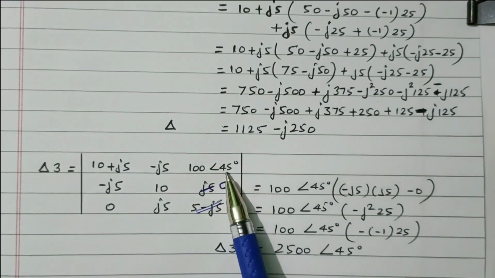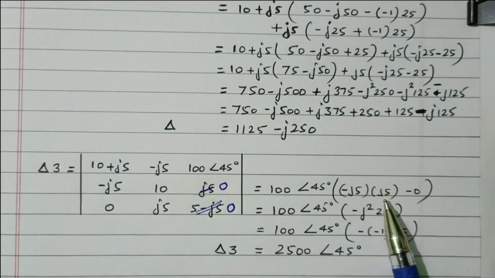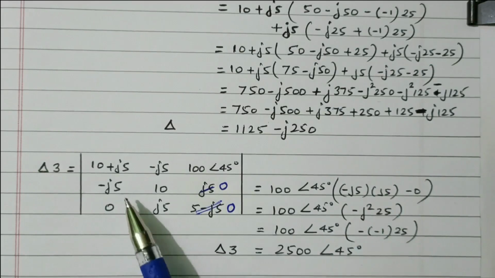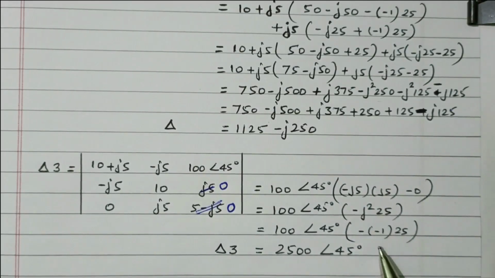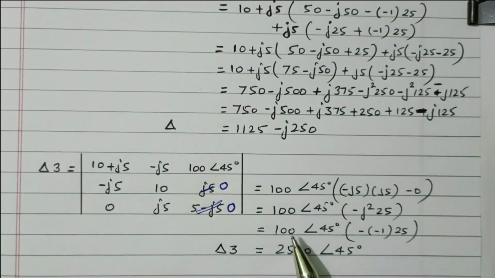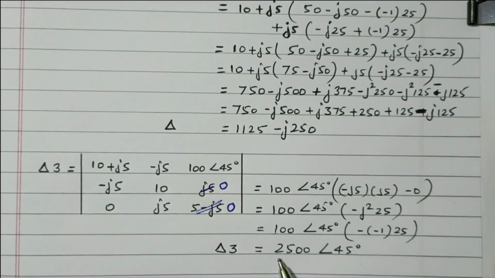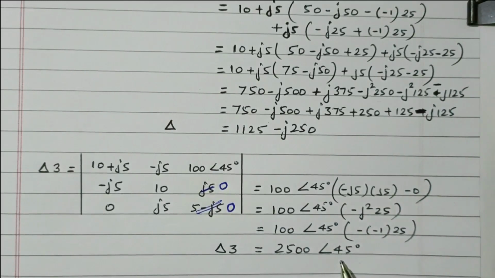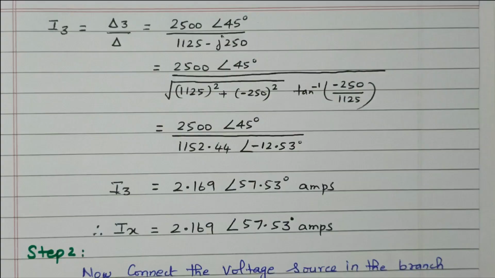We will take this element and will multiply these two elements. Right? So 100 angle 45, this is -j5 into +j5. Right? Multiplying these two, so -j square 25. j square is -1, so totally it becomes plus 25. So 25 into 100, 2500 with an angle 45 degree. So the delta 3 value is 2500 with an angle of 45 degree. Right? Now we'll find the I3 value.